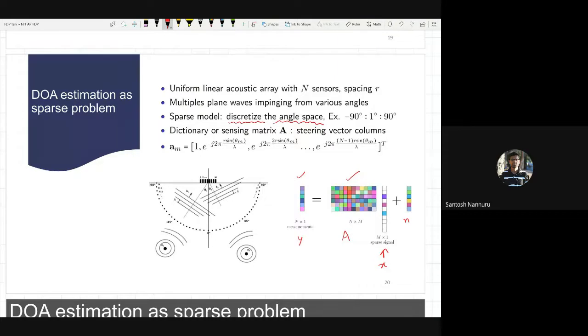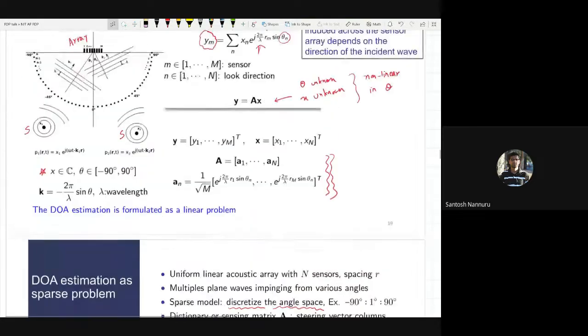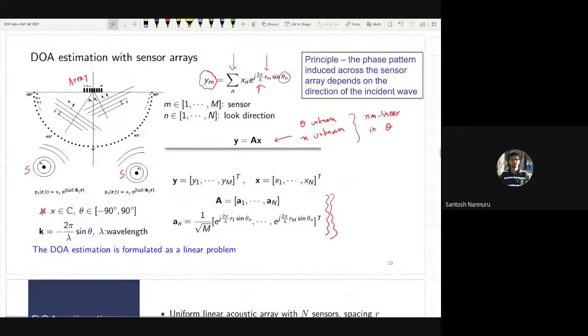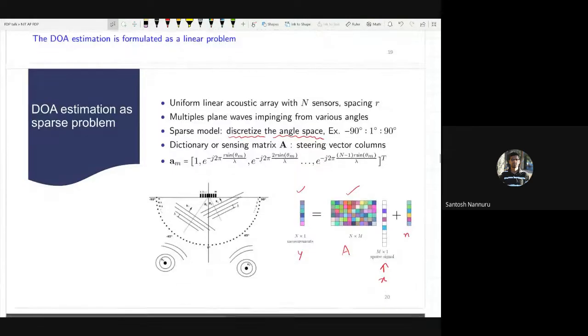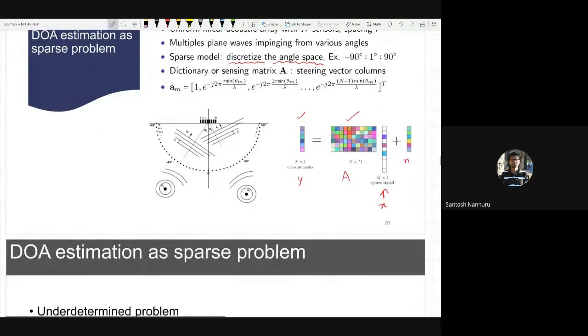So you're able to explain your phenomena. You see the idea again, right? You can explain your observations using only a few things. Only a few directions are active. That's the main idea, and that's how you make the problem a sparse problem. That's how sparsity is introduced in the original problem, which is actually non-linear. The problem becomes linear because of the grid you have introduced. And this you can then solve.